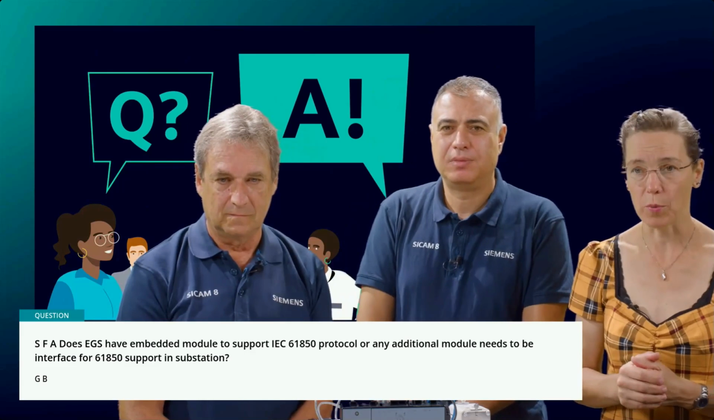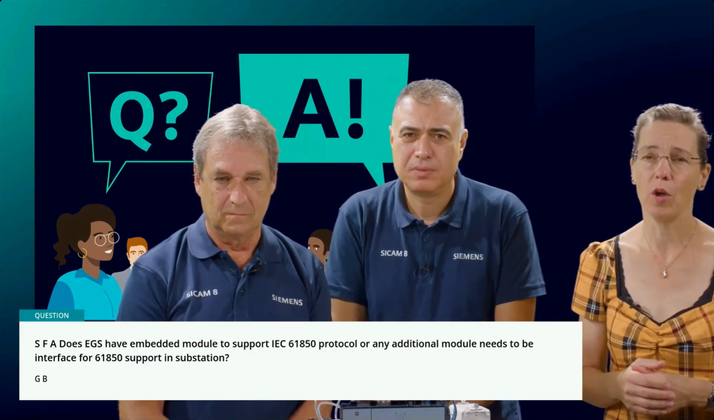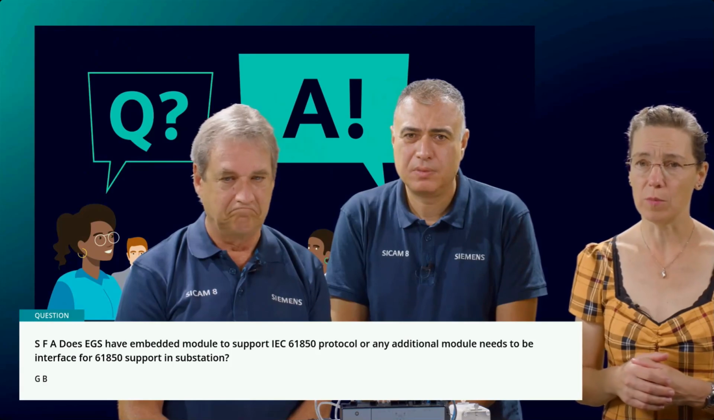Next question from SFA, which I think we almost already answered: does the EGS have an embedded module to support the IEC 61850 protocol, or does any additional module need to be there? It's just included, all inclusive. No additional modules and no additional costs. And as I already mentioned, it is similar to the CP 8050. If we have TCP/IP interfaces, they can be used for different TCP/IP protocols. So there's no need for one protocol to be assigned to one physical interface.